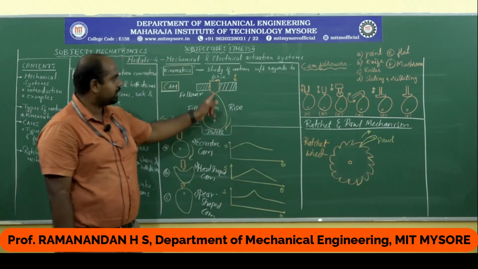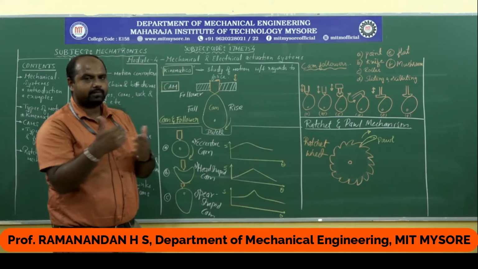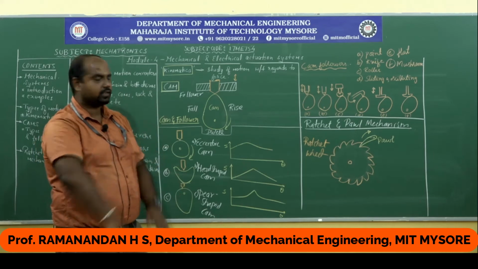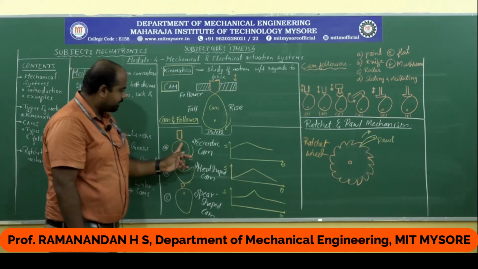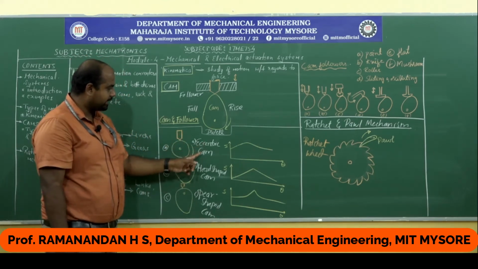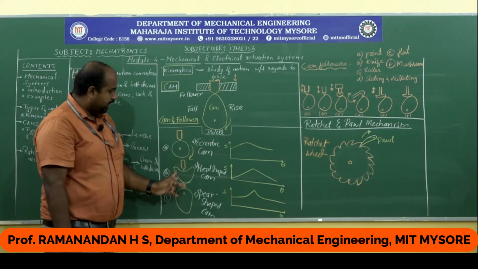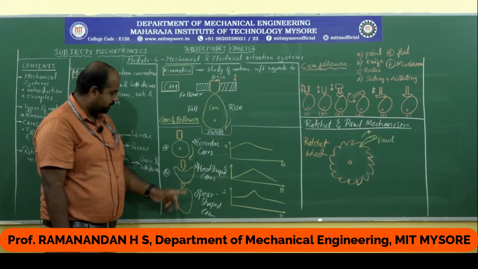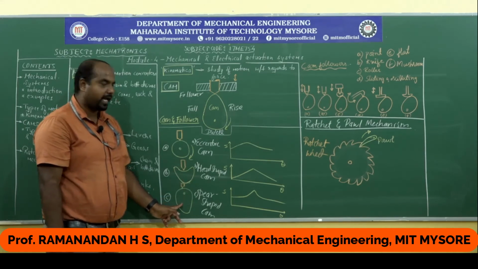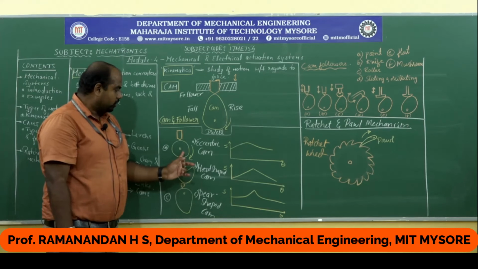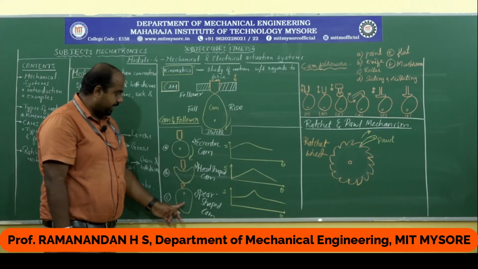So, rotary motion of the cam will be converted into oscillatory motion of the follower. This is the first body and this is the second body. So, this is one form of conversion of motion, rotary to oscillatory. There are different types of cam. You can see here eccentric cam, where the center is eccentric, heart shaped cam, followed by pear shaped cam. You can observe there is a change in shape of the cam.